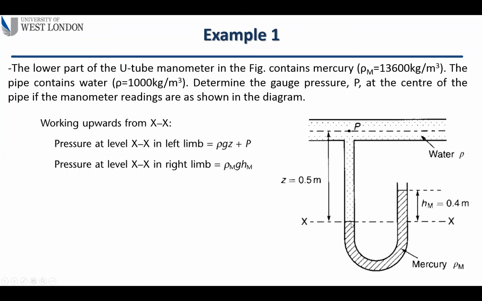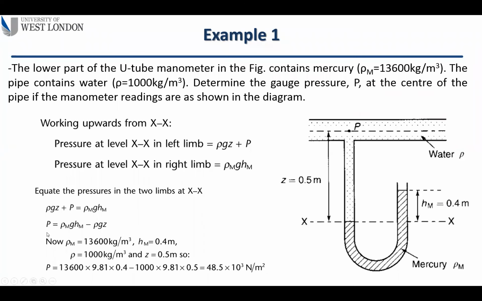On the left limb, the pressure at XX level is equal to rho GZ. Z is 0.5 meter, but let's write it here as a parameter, plus P, because this is not open to the atmosphere at this point. Rho GZ plus P. On the right hand side, we write rho m G HM, where rho is the density of the mercury, which is here. Equating these two sides, you can write rho GZ plus P is equal to rho m G HM, and by rearranging this one, P can be calculated.